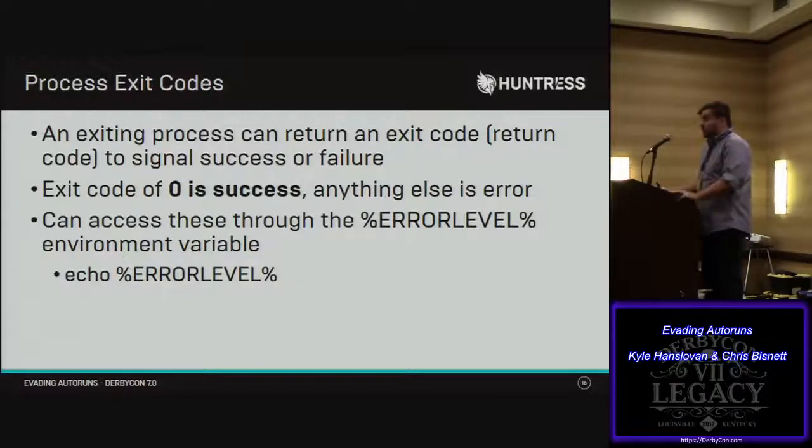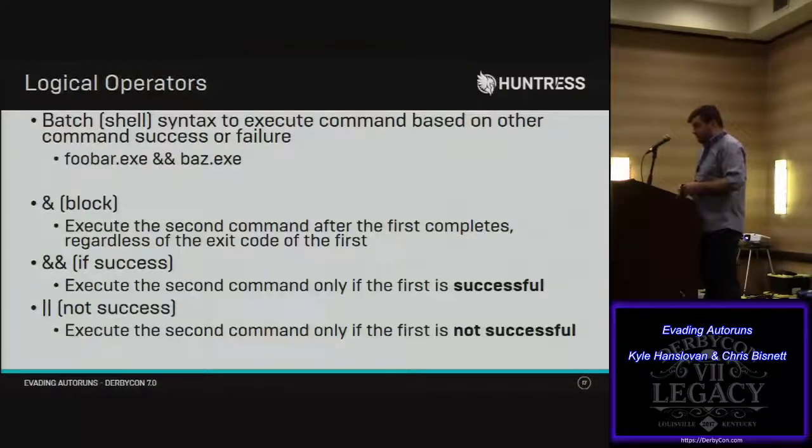So process exit codes. Every process that runs gets a chance to return an exit code, also referred to as a return code, to signal success or failure, right? So an exit code of 0 is considered success. Anything else is considered failure. And you can view these in the shell by looking at the ERRORLEVEL environment variable. And we can take these return codes and we can use them to chain execution.